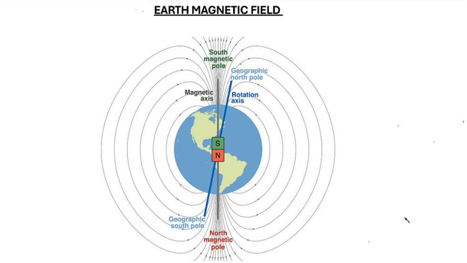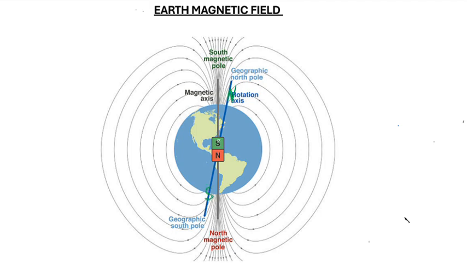Now, what is this geographic North Pole? We know that the Earth performs two motions. It performs circulatory motion and rotational motion, because it rotates about its axis and it circulates, which means it revolves around the sun. This rotational motion is around its axis, and this axis of rotation is where we have our North Pole and our South Pole.